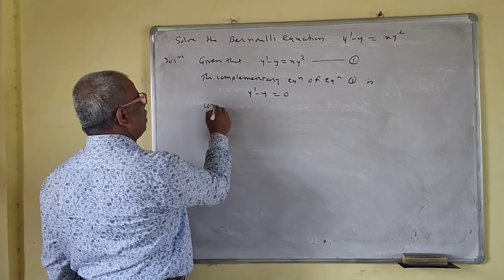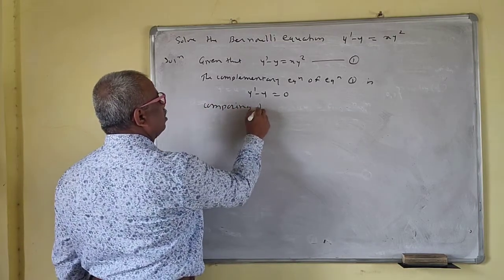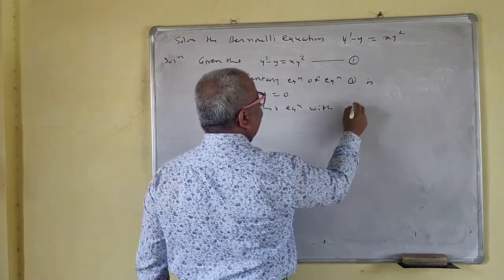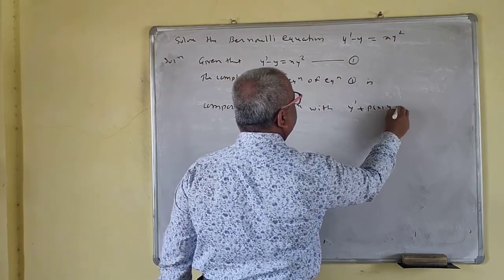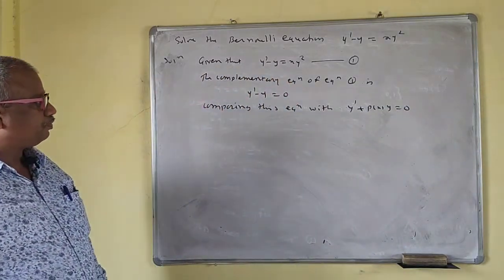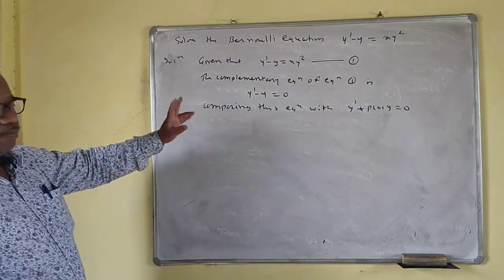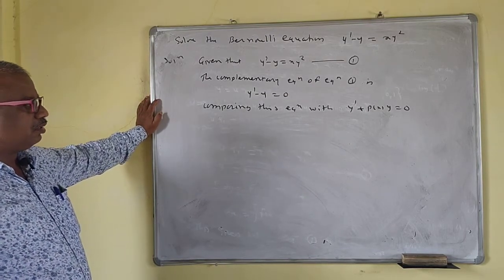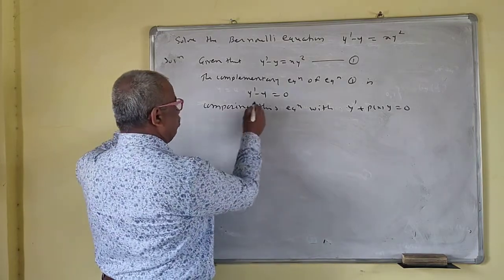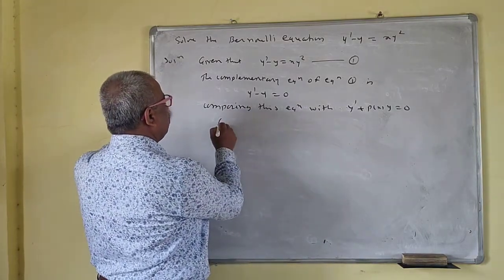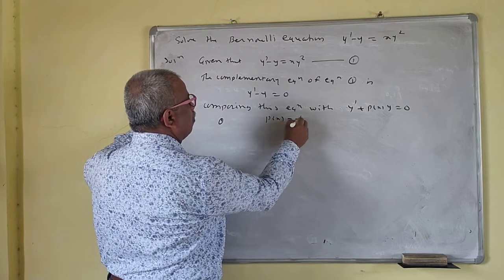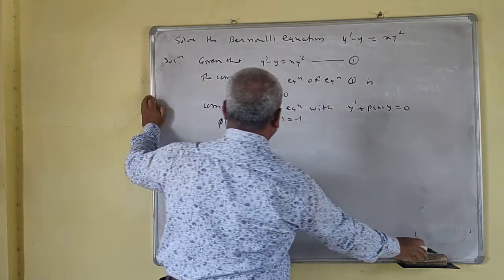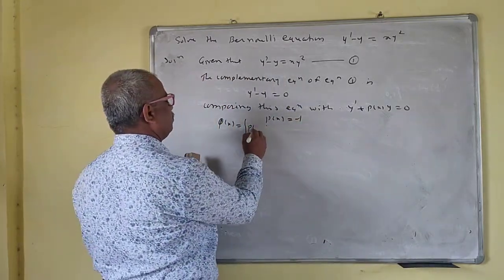Okay, comparing this equation with y prime plus p of x times y is equal to 0. Or you may find the solution by any other method. This is a variable separable form. You can find the solution in this way. I will tell you how to solve this without using this. So p of x is what? Minus 1. Okay, so phi of x is the integration of p of x dx.